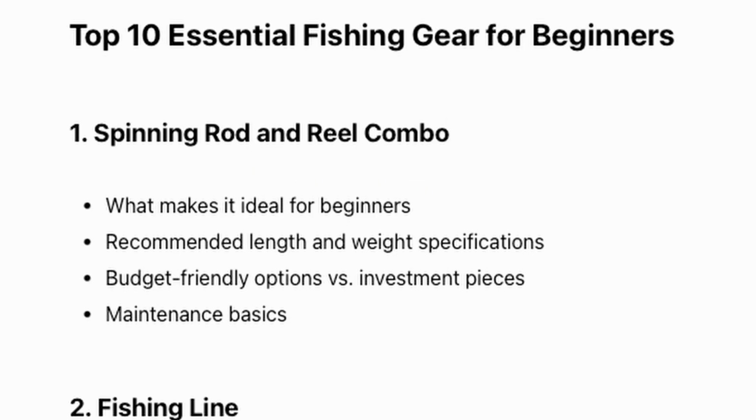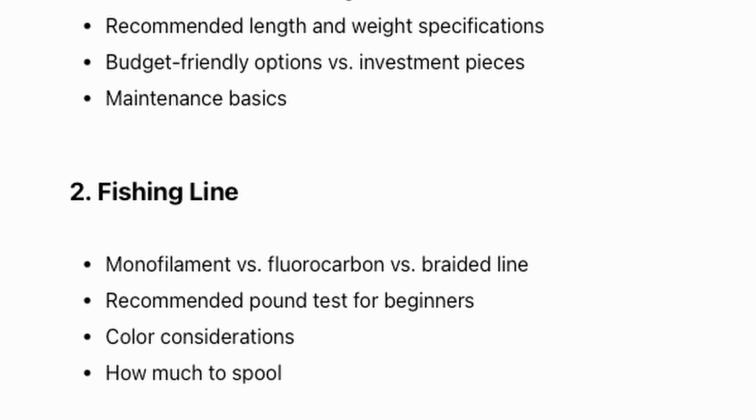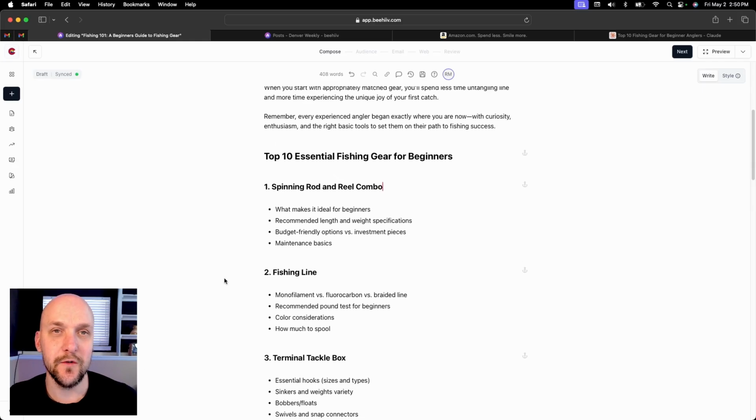Okay, now that we have our top 10 essential fishing gear for beginners listed out, we have number one, spinning rod and reel combo, which is basically the pole, the fishing line, the tackle box, artificial lures. So how do you bring in affiliate marketing? How would you actually market or promote these products?